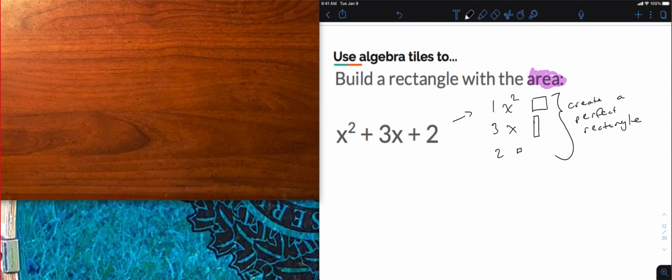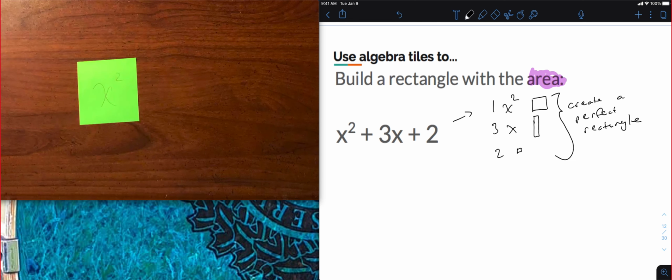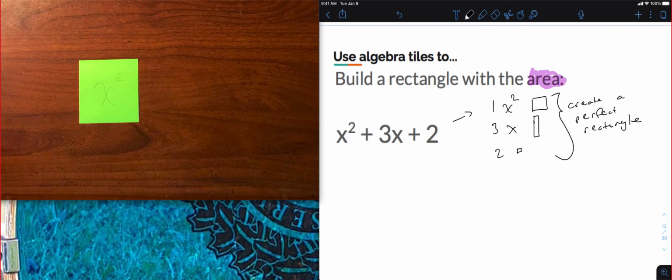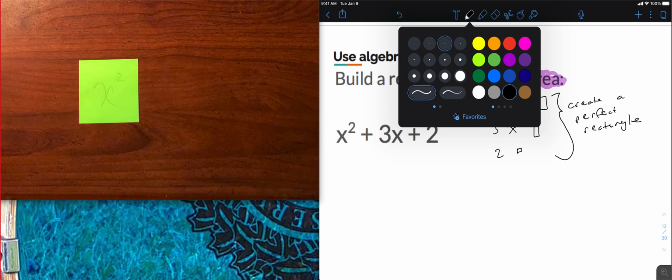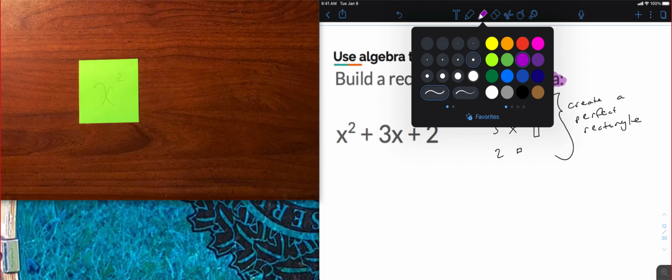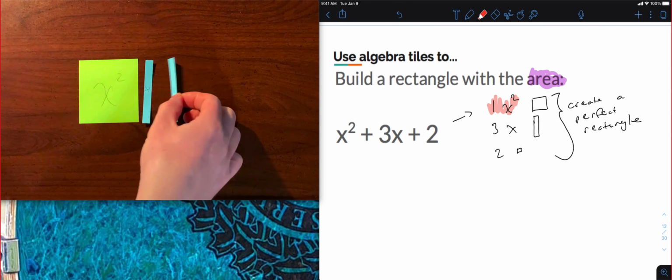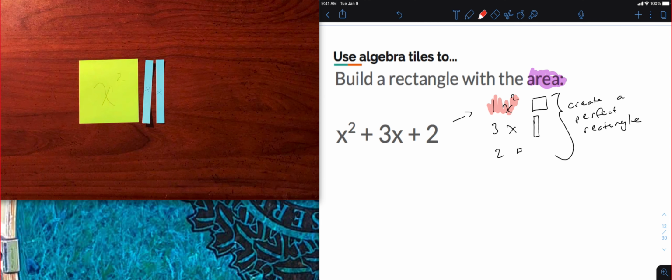So I've got a few pieces of paper. Those are sticky notes that I've cut up. There's an x squared. Okay, we can all see that. Perfect. So that takes care of this. I have 1 square. Then I've got to introduce 3 rods into this scenario. There's my 3 rods, so I've got those now too. And then I need 2 singles.